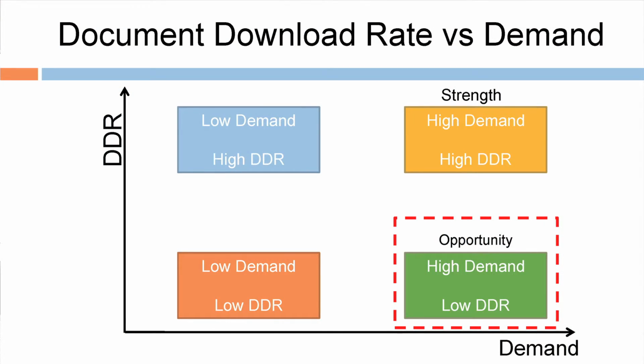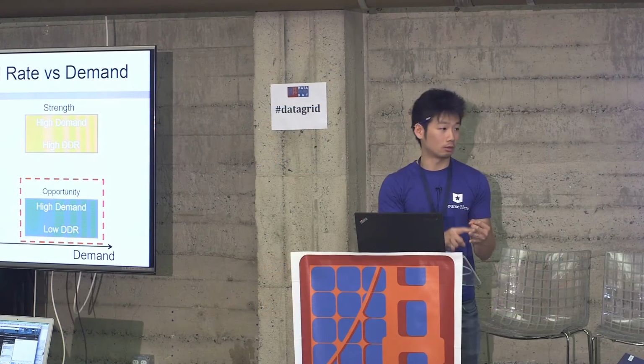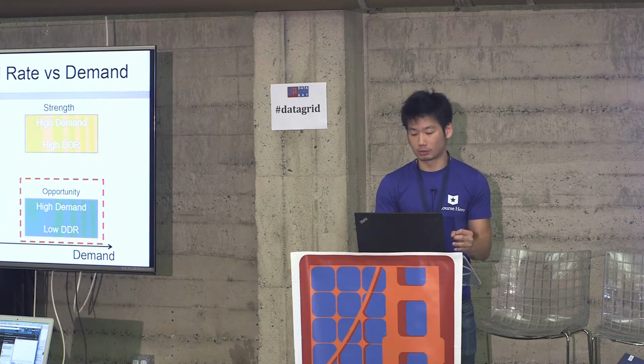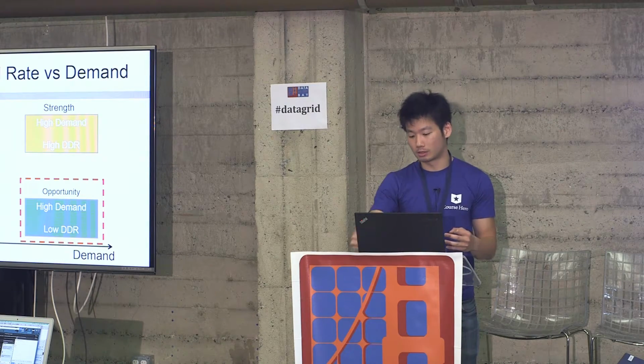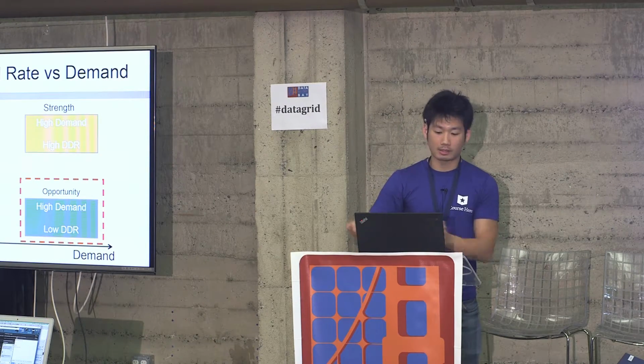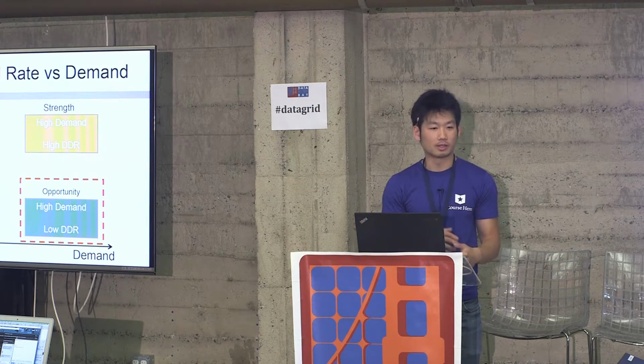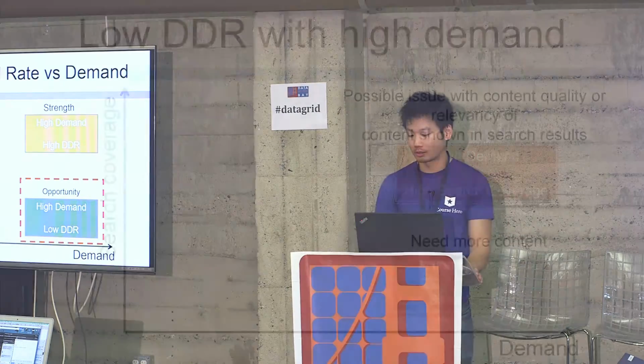Then you can see we can follow the very same approach and plot these on demand and document download rate, which is the ultimate satisfaction measure for our content delivery. Again, there's a strength quadrant: a lot of users are searching for certain key terms and a lot of users are downloading that content to study. That's great. On the other side, for the opportunity quadrant, with high demand and low download rate, there is something we need to work on.